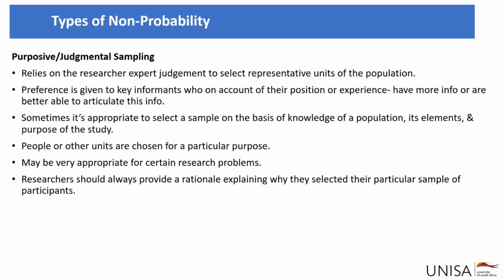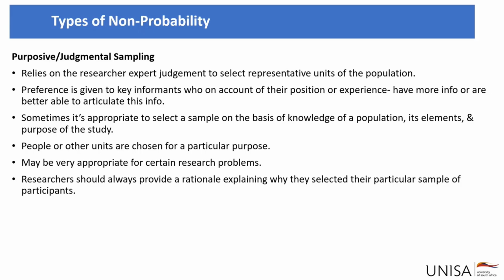So if you've got a particular research problem that you'd like to investigate, you may find that perhaps purposive or judgmental sampling is a much more appropriate sampling design for your study. So researchers should always provide a rationale explaining why they selected the particular sample of participants. Remember, that is basically what research is about.